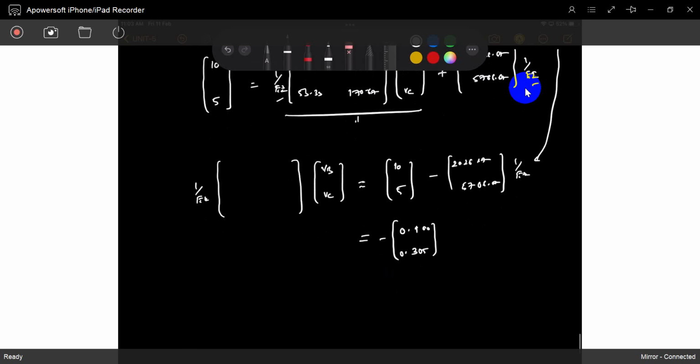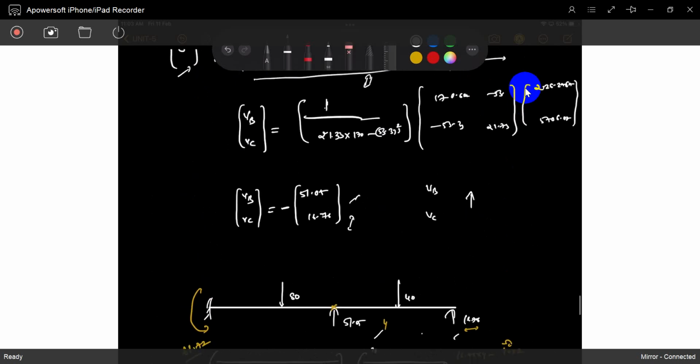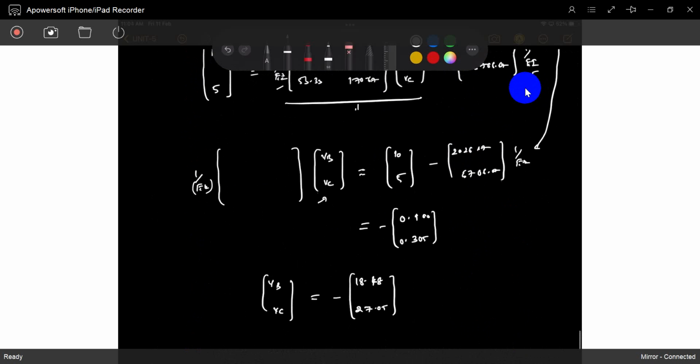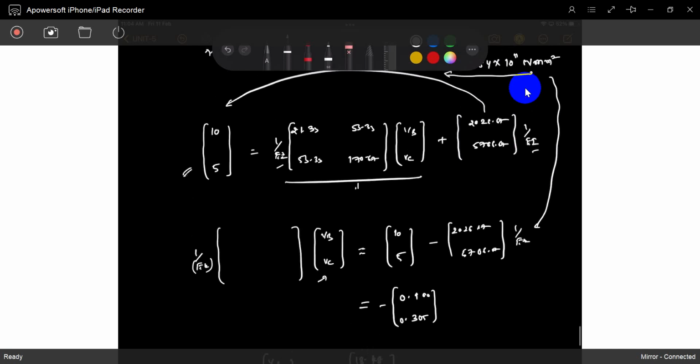Okay, that's it. So now we can find out VB and VC. Once you know these values, you also have to place the VA value and find out VB. You will get 18.48, 27.05 minus. Same thing, but just a small change. The final settlements of 10 and 5 at B and C. So you have to put not 0, 0, but 10 and 5.